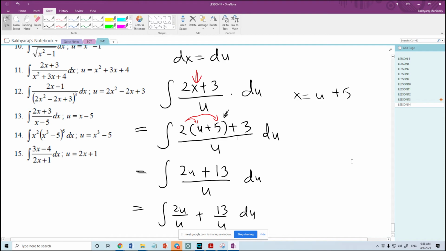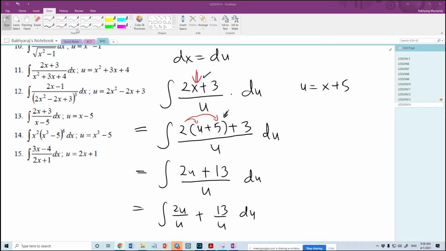Sorry for this. Okay, next, again, I just do some repetition here. First, what we did here is u is equal x plus 5. We substitute here. Once we substitute, we expand, you get 2u plus 10, and then plus 3, you get 2u plus 13 divided by u. Since just u, we can simply split the fraction.